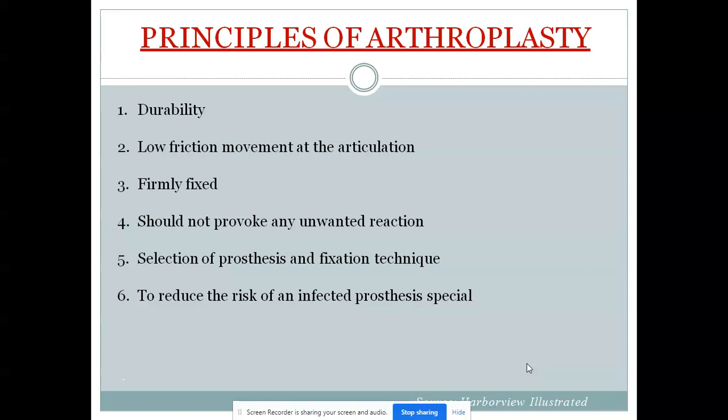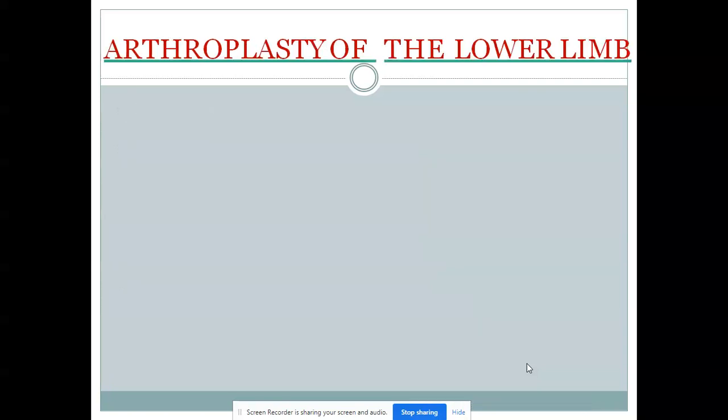Sixth point, to reduce the risk of an infected prosthesis. This is very important because sometimes the body doesn't understand that the prosthesis is its own part. It might produce a reaction against it in order to kill the prosthesis, hence producing an infective reaction. Care must be taken to avoid this. Special precautions should be carried out.